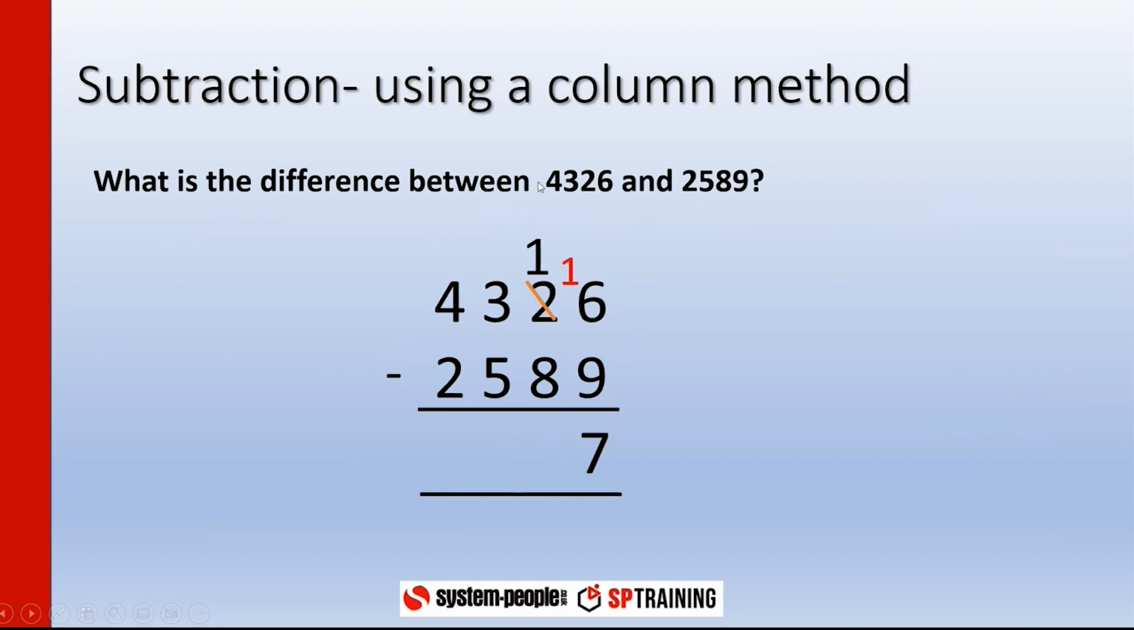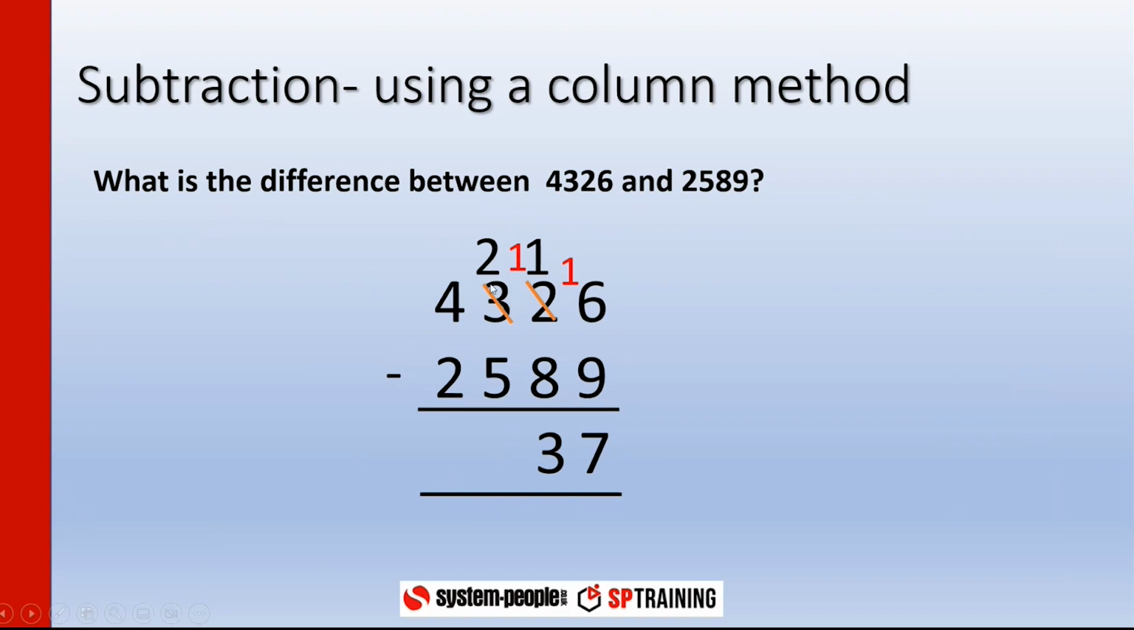And then we look at our next column. Well, we've got 1 take away 8. And we can't do that, so we look at our hundreds column, and we need to take one of the hundreds from the 3 here, so that becomes 200, and we move it into the tens column, and that becomes 11 tens. Now we've got 11 tens, take away 8 tens, which leaves us with 3 in that tens column.